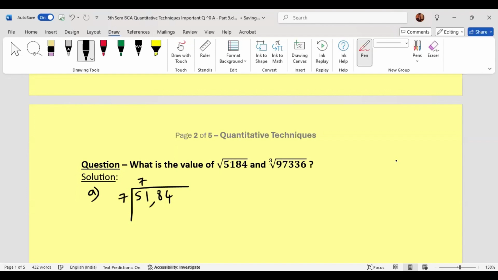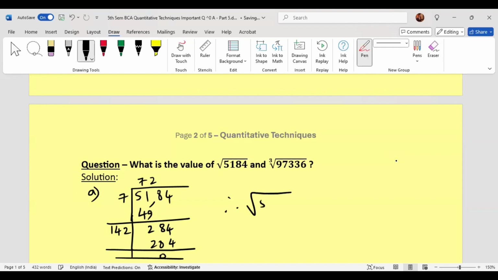7 sevens are 49. Here we get 2. Then copy the next 2 digits. 7 twos are 14. Now we can put 2, 2. 2 twos are 4, 28. We got 0. Therefore, square root of 5184 is 72.